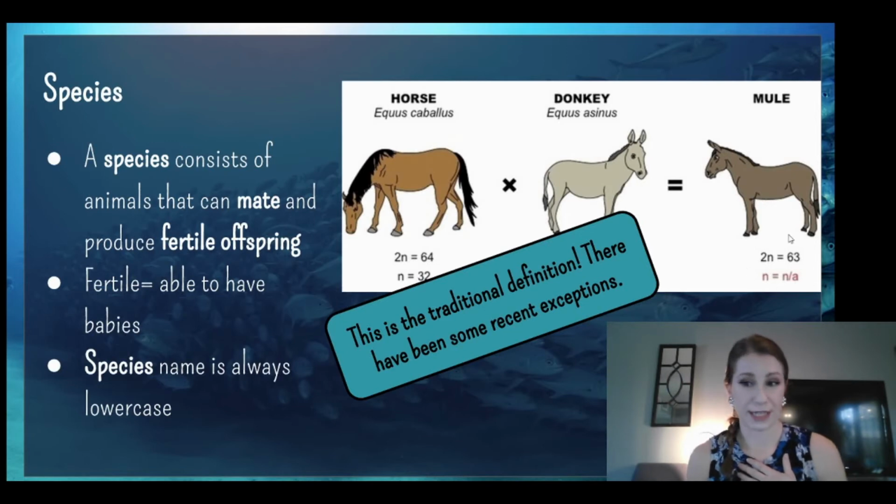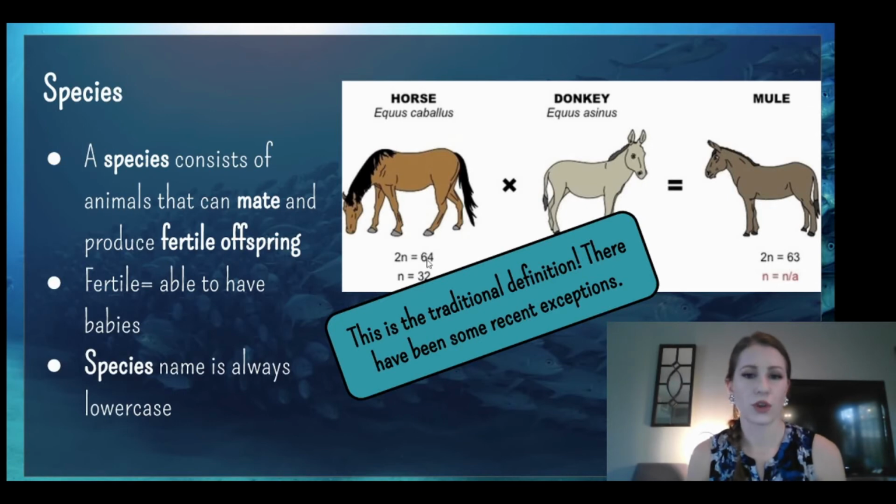Now, you can see down here we've got some N numbers and things like that. These are the chromosome numbers. The reason that species are separated is because they have different numbers of chromosomes a lot of the time. If you have a baby with an odd number of chromosomes, many times they cannot reproduce. Again, the majority of the time they cannot reproduce.